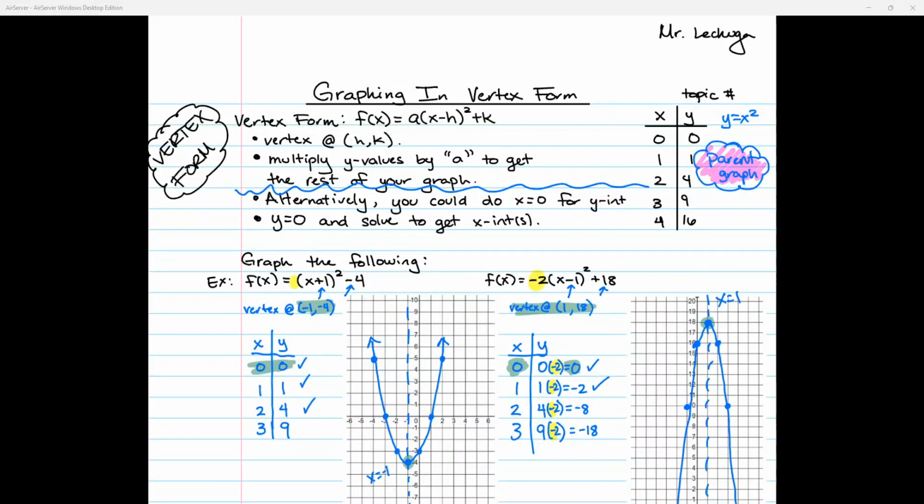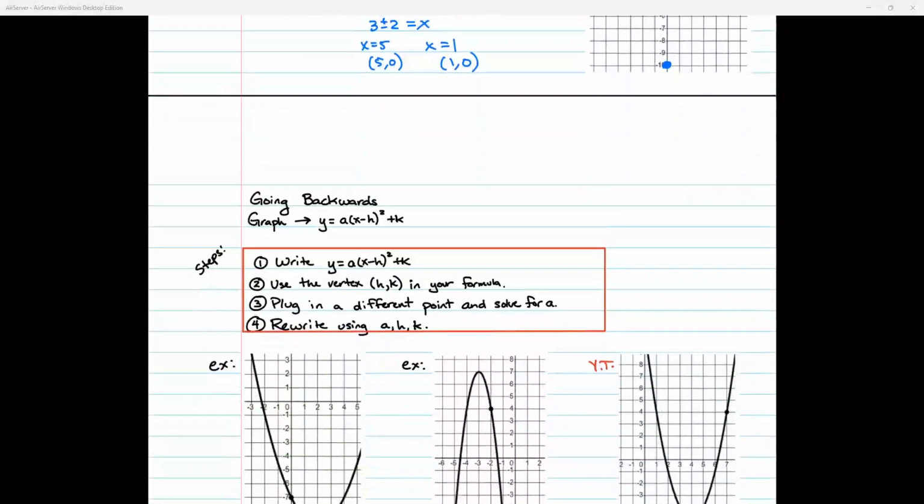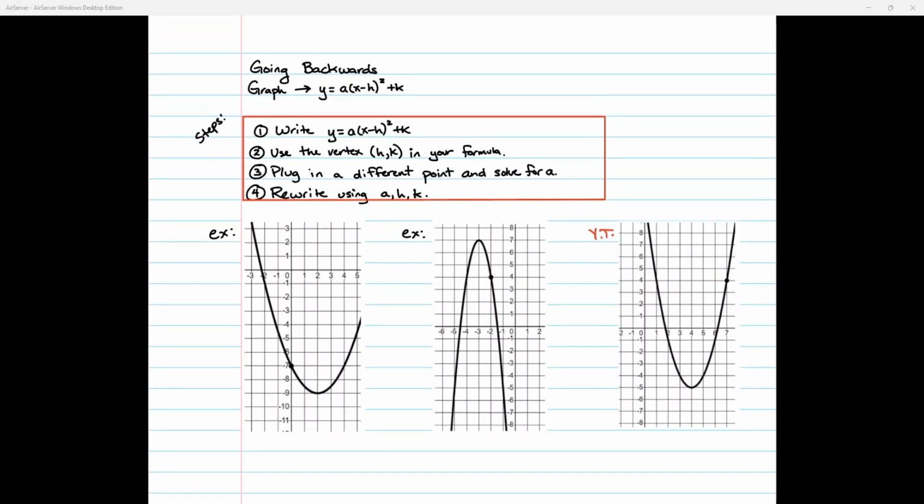All right, here's the notes that we did yesterday. Today we're going to do the backside of graphing in vertex form. So just like before, we're going to go ahead and go backwards this time. Before, I gave you an equation and then I wanted you to graph it. This time we're going to go backwards. I'm going to give you a graph and I want you to give me the equation.